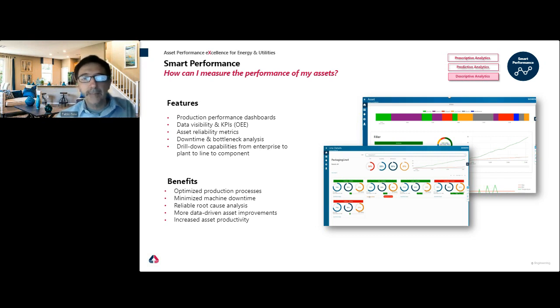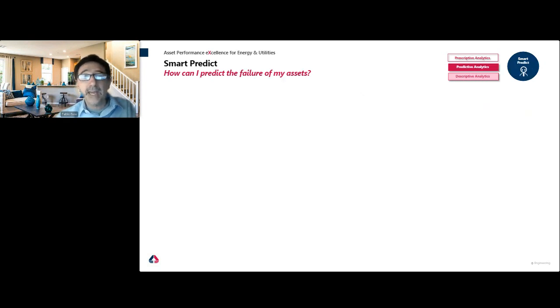Here really we see an overall increase of asset efficiency of at least 5% out of the measurement process. This is typically the case. Now the next question is, how can I predict the failure of my asset? Here we are more in the predictive analytics space. And typically this kind of solution is step by step.